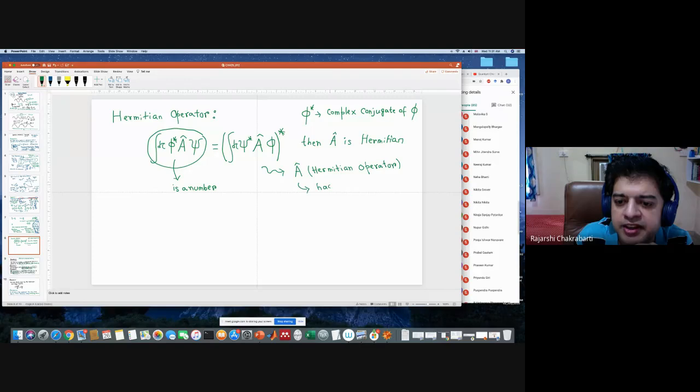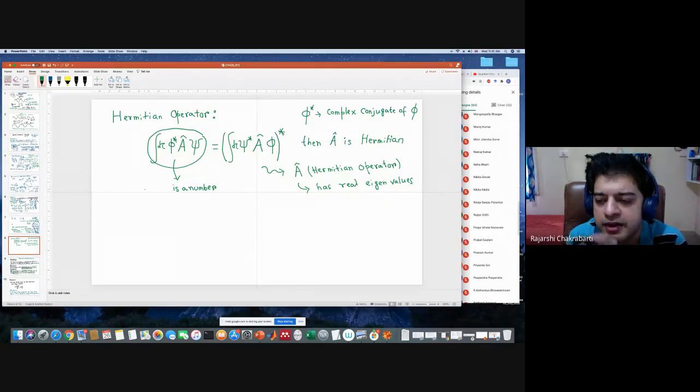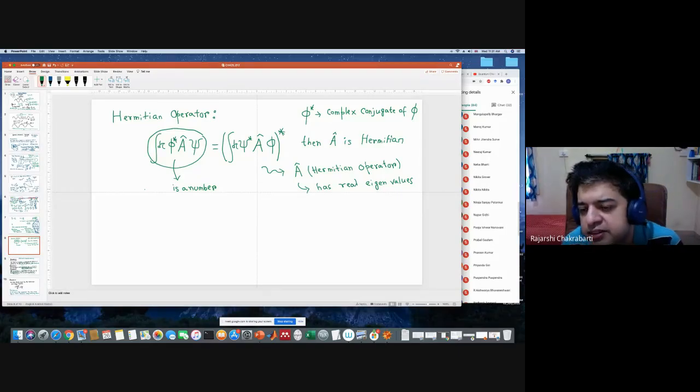Has real eigenvalues, and that is, I think, very important. And that is very obvious and very important. I'm going to talk about eigenvalue in a few minutes, but it tells you that Hermitian operators are such that they have real eigenvalues. Now, what is an eigenvalue? I'm going to talk about that.